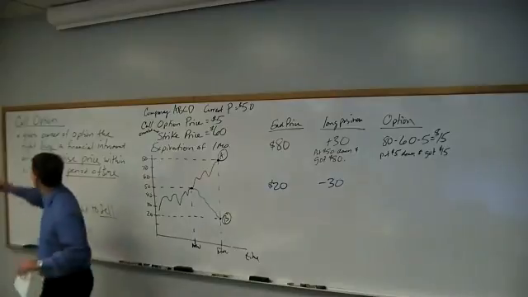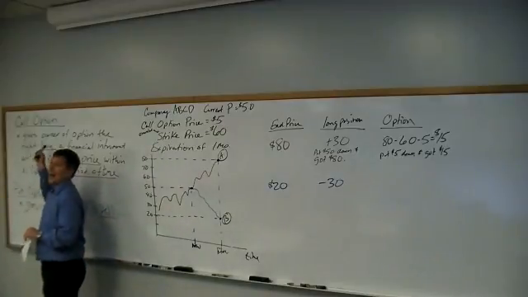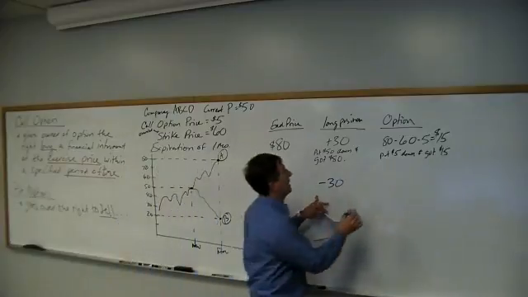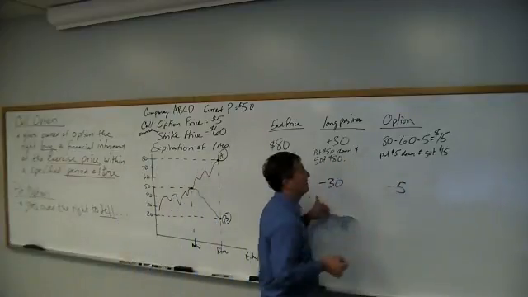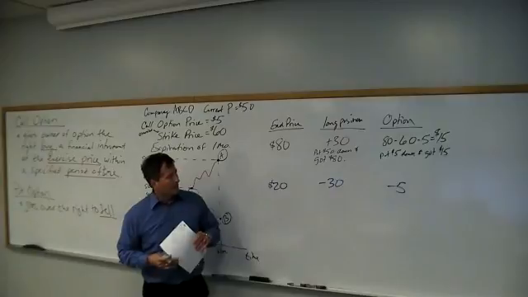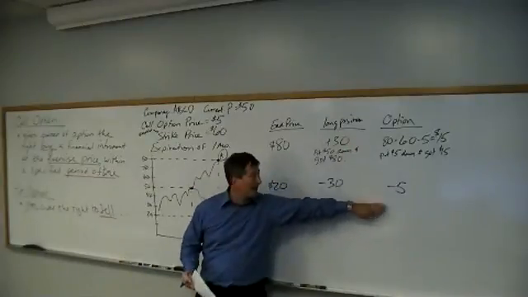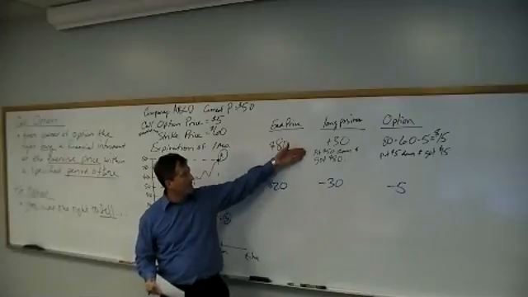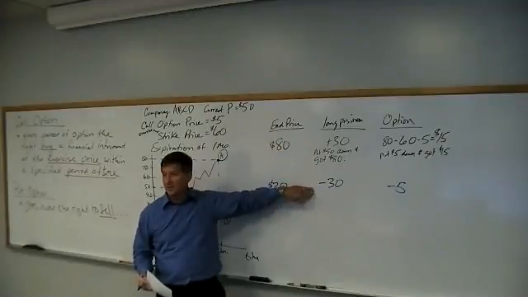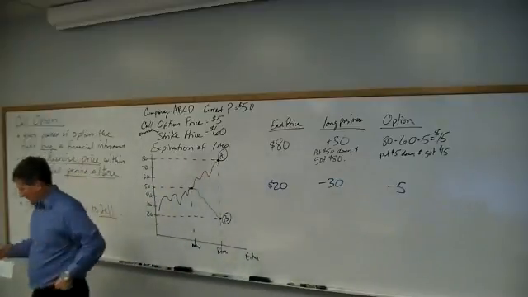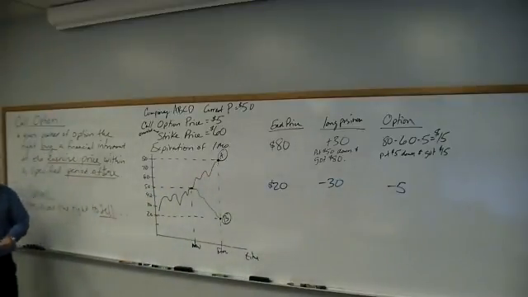You just have the right to buy it, but you don't have to buy it. So you're just down 5. In this situation, you put in 5 and you lost 5. Here you put in 50 and you lost 30, right? So we've got some differences going on with the option. All right, so questions on that?